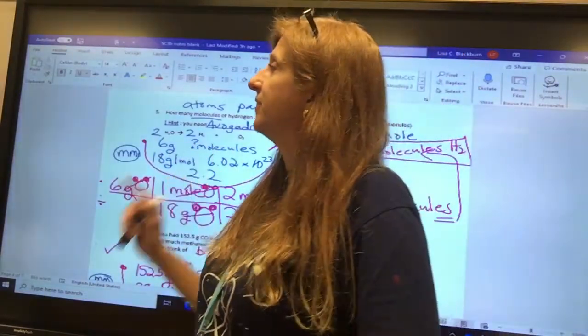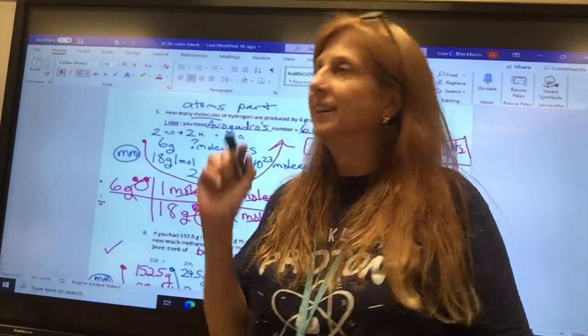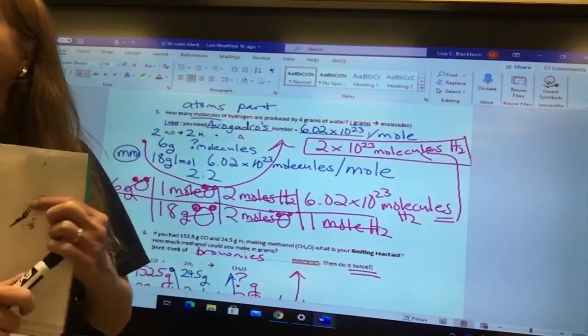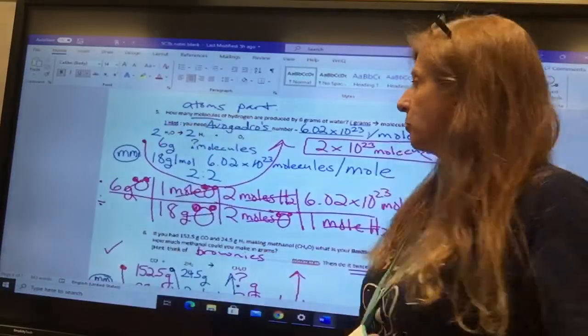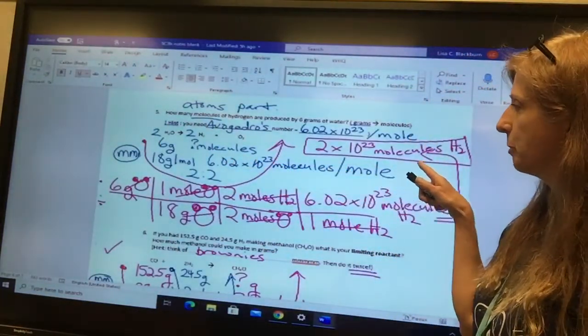What do we need instead to get molecules to moles? Yes, Avogadro. Avogadro, 6.02 times 10 to the 23rd molecules per mole. So we only use Avogadro's number when we're trying to find molecules, or particles, or atoms. Those words, particles, atoms, molecules, is where you'll use it. So there it is, 6.02 times 10 to the 23rd molecules per mole.